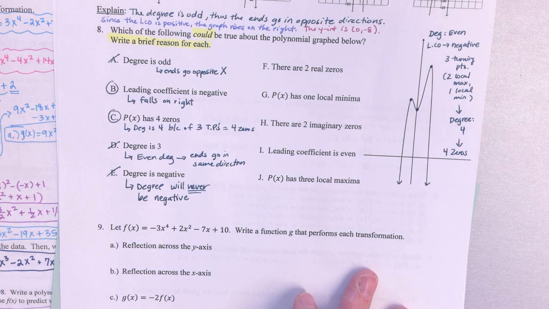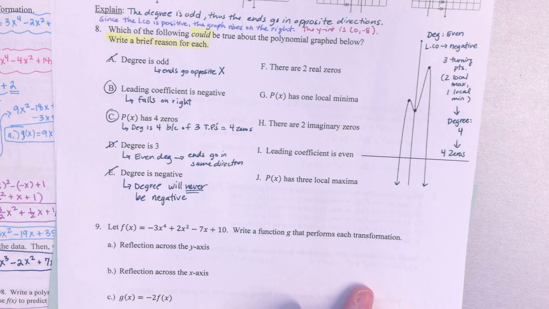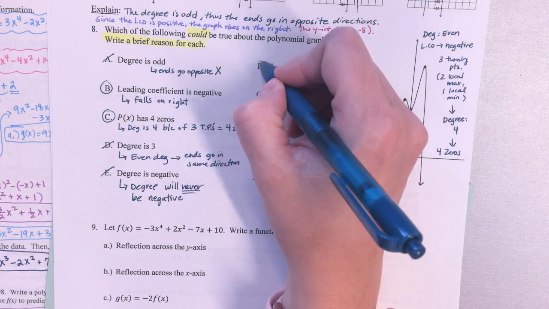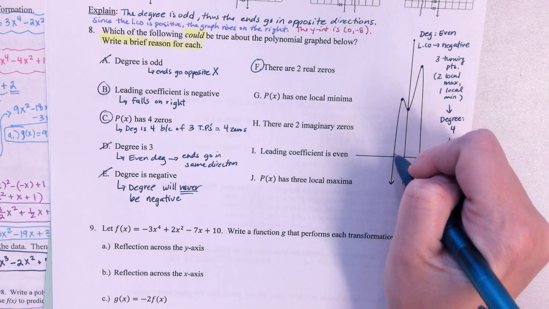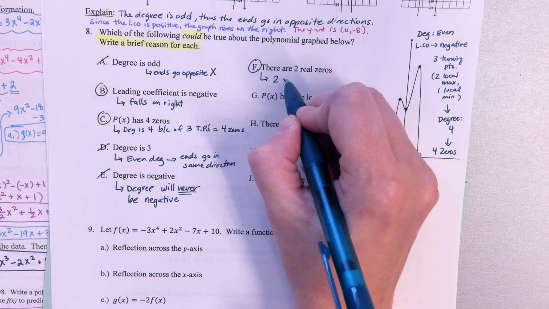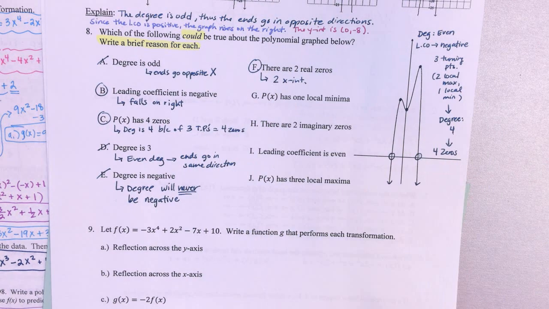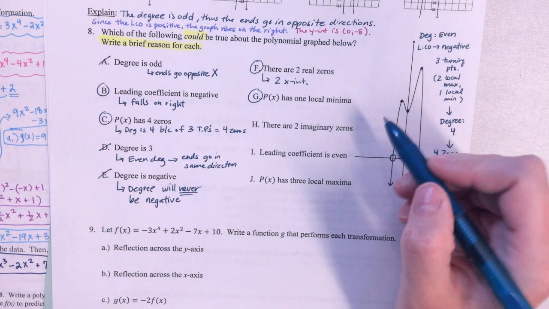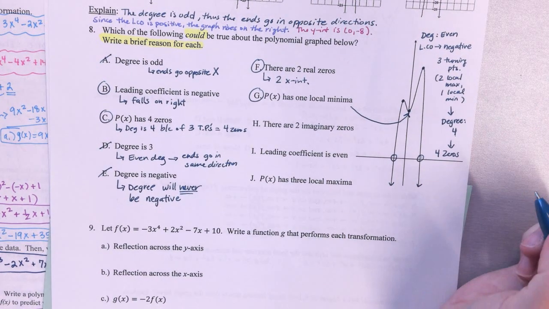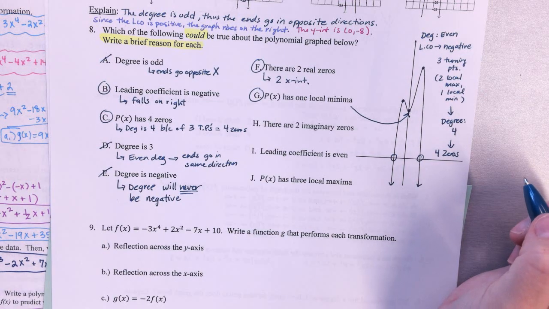Okay, so there are 2 real zeros. What do we think? Yeah, how do we know? Yeah, so there are 2 real zeros because there are 2 x-intercepts. That's true. Not only could it be true, it is true. Okay, P of x has 1 local minima. Is that true? Or could it be true? Yes. I'm fine with just the arrow there. It has 1 local minima.